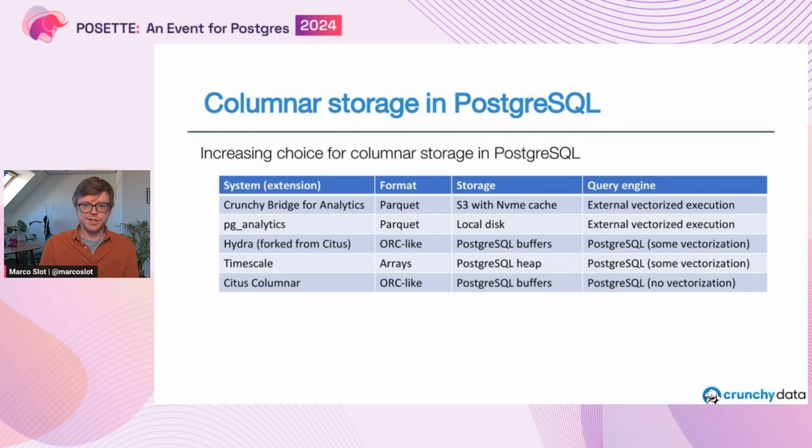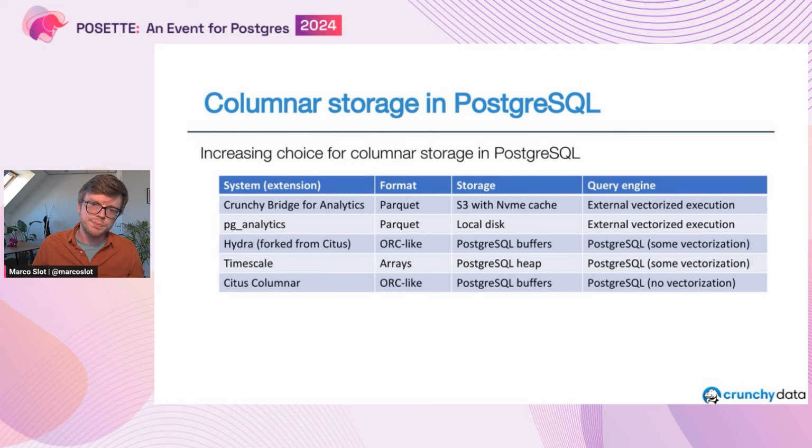The oldest is Citus columnar. So this is derived from cstore_fdw, which is, I guess, really the oldest. And this only does the compression and faster projection, and it stores things just in Postgres. And Hydra is derived from Citus columnar, but adds some vectorization. Timescale has a different approach, but also stores data in Postgres tables itself, Postgres buffers, and it does some vectorization.